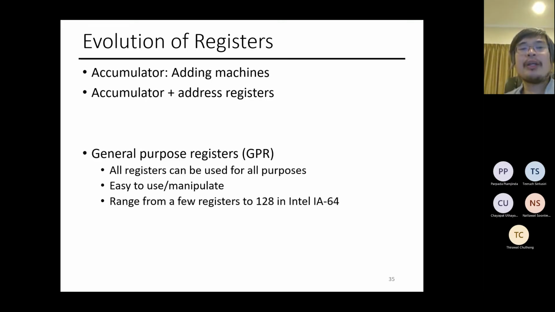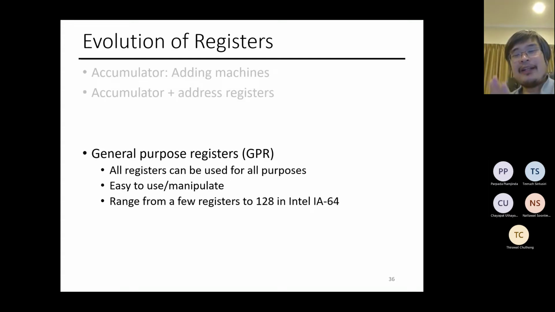But nowadays, we have general purpose registers. Nowadays, every single ISA would have general purpose registers where you can use them for any purpose. It's easy to use, easy to manipulate, and it can range from a few registers to even 128 in the Intel IA64. Intel attempted to propose the 64-bit x86, right?